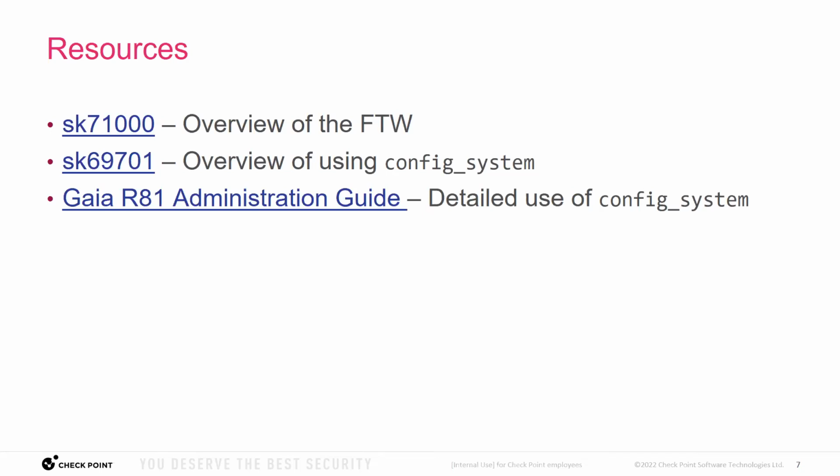The other one that's really helpful is the Gaia R81 administration guide. This goes really in depth with all the different flags and key values that you can have within the config system answer file or the single line command.